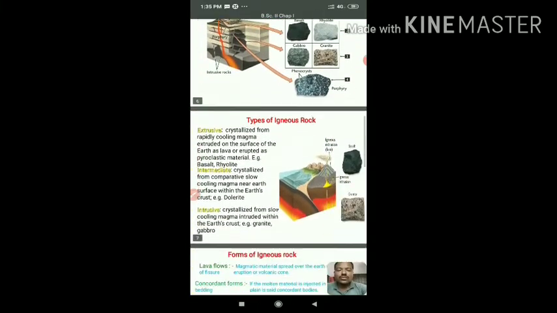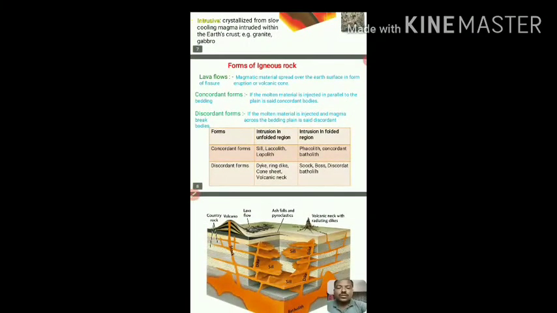What is meant by discordant form? Discordant forms are those igneous intrusions which are perpendicular to the bedding planes, meaning that magmatic material is injected within the strata of a rock, cuts the bedding planes, and is placed in the parent rock. The newly formed material within the body of the parent rock is the discordant form of igneous rock.